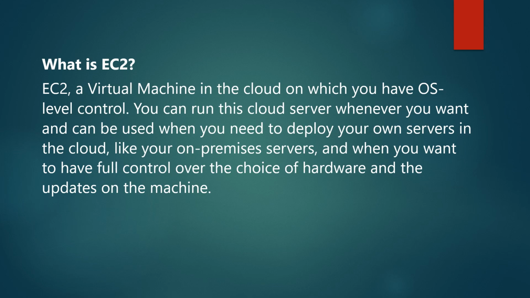EC2 is a virtual machine in the cloud on which you have OS level control. You can run this cloud server whenever you want and can be used when you need to deploy your own servers in the cloud, like your on-premises servers, and when you want to have full control over the choice of hardware and the updates on the machine.